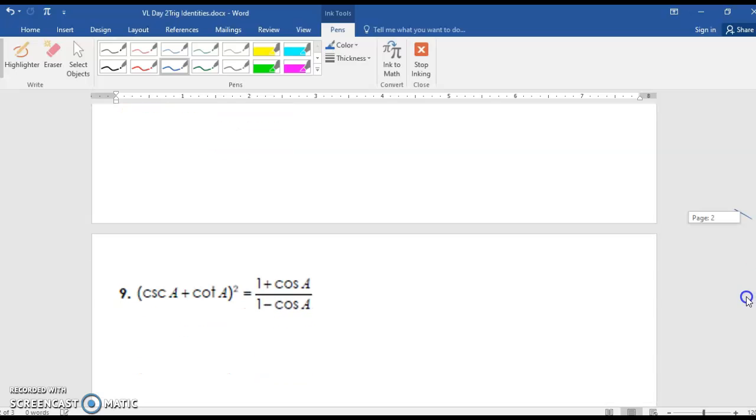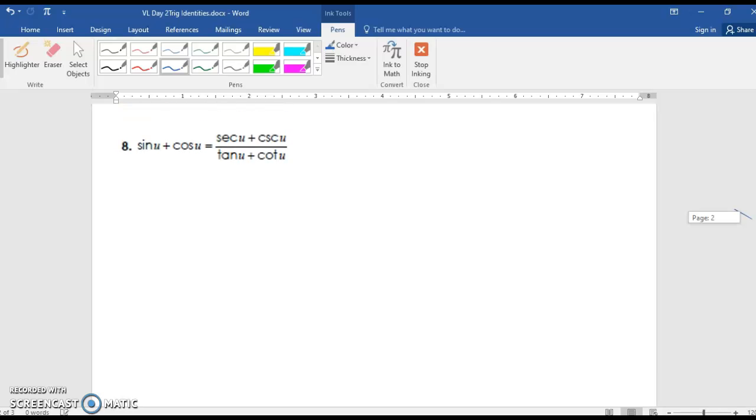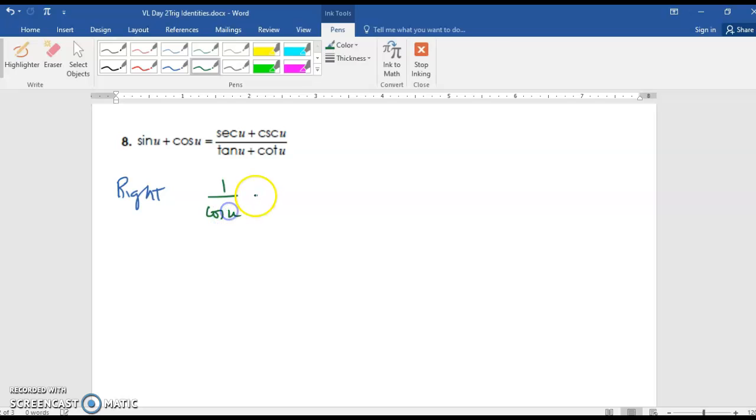One last problem. I'm going to leave these for y'all, 9th and 10th. I'm going to do the 8th one and leave you there. So we'll take the right hand side first. So 1 over cos u, 1 over sine u. You can treat the numerator separately and denominator separately, but I have enough space to write here. So this is sine over cosine and cosine over sine.